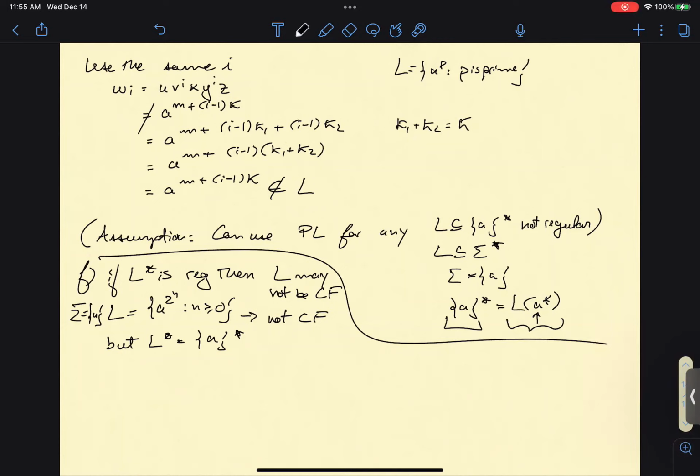Yeah, that can also work. So you could also do A^n B^n C^n, which is definitely not context free, right? And then not just that. I'm not sure. No, I think L star is not context free as well.